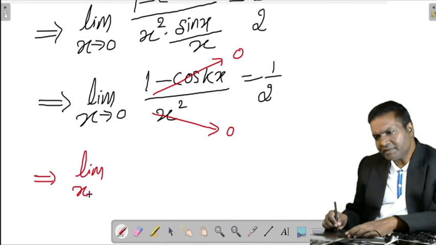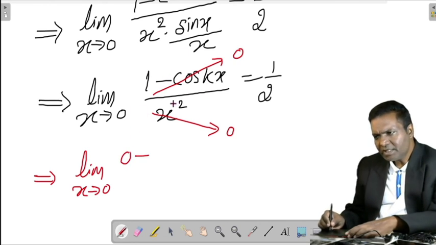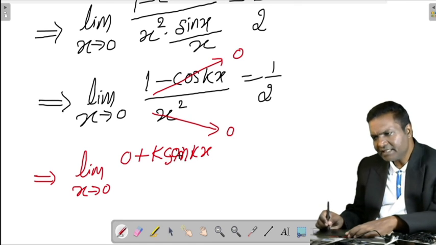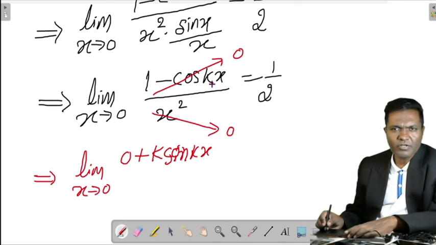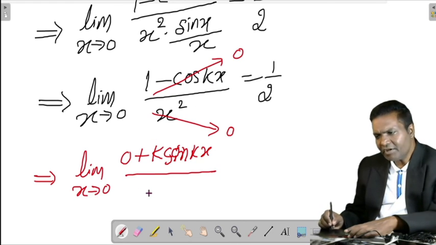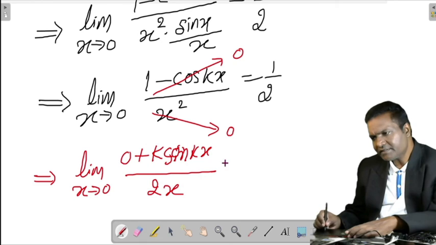So L'Hospital's rule, derivative of this: derivative of 1 is 0, derivative of cos is minus sin, so minus of minus plus k sin kx you will get. Derivative of cos kx is minus k sin kx. Derivative of x square is 2x. This side as it is 1 by 2.